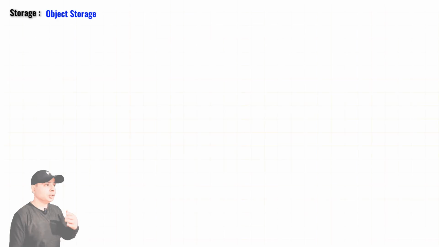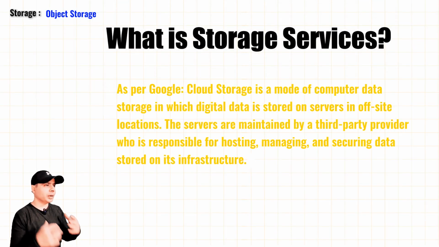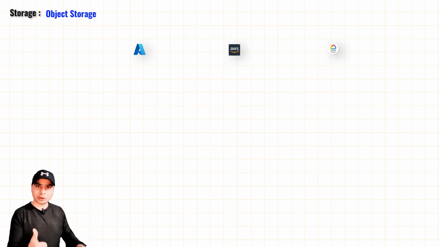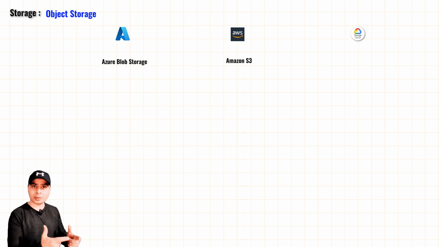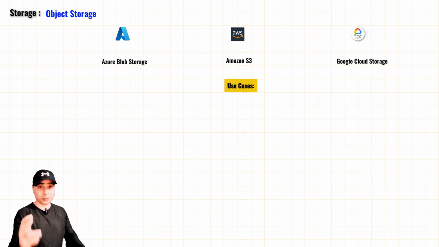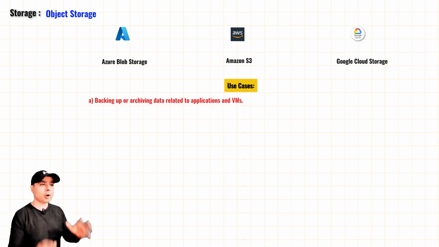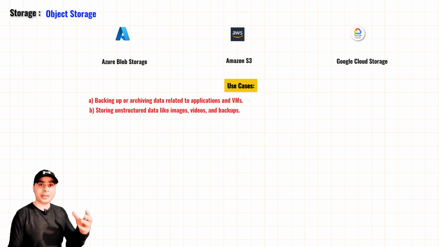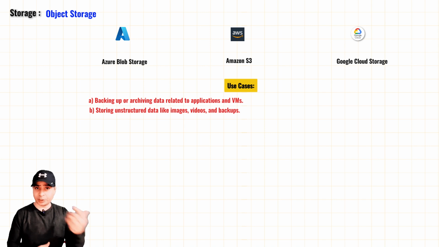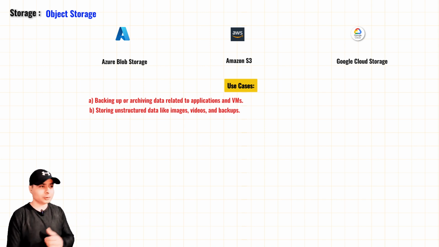And here I want to start with the object storage type. Object storage, my friends, can really store and retrieve any amount of data at scale. From Azure, we have Azure Blob Storage. From Amazon, we have Amazon S3, and from Google, we have Google Cloud Storage. Use cases for the same are, first, backing up or archiving your data related to your application and virtual machine, and secondly, a very important use case is storing unstructured files such as video files, images, and audio files, very important categories in the world of social media.